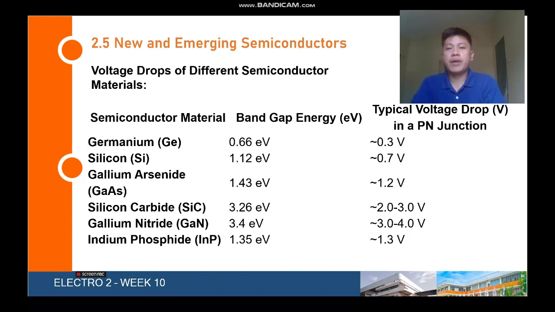Meaning, as we recall, band gap energy is the amount of energy that you need to overcome in order for the current to flow through this semiconductor. And remember also that a semiconductor has properties of both conductor and insulator. That is why its conductivity can be altered depending on the factors surrounding it. And one of those is the applied energy. Okay. So let us continue.